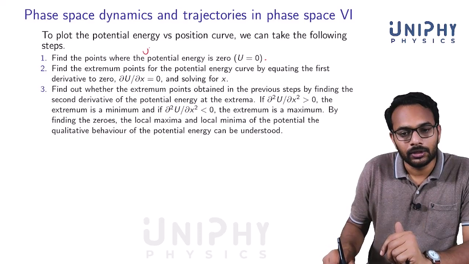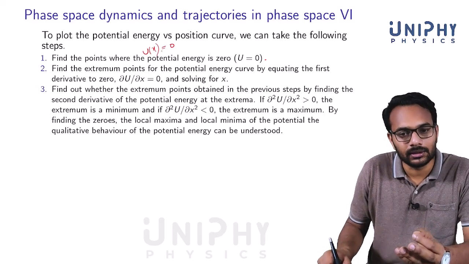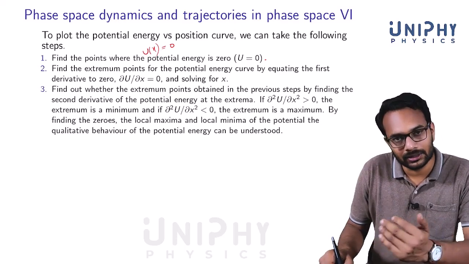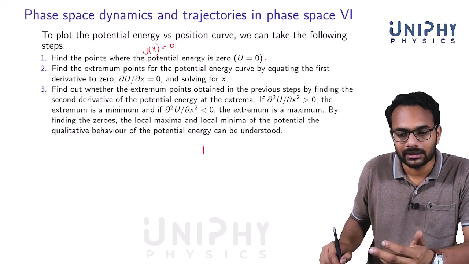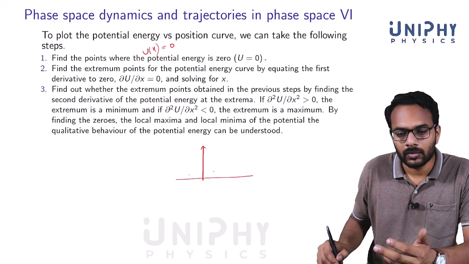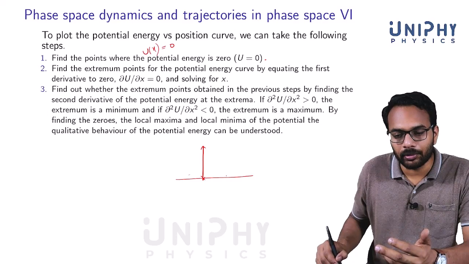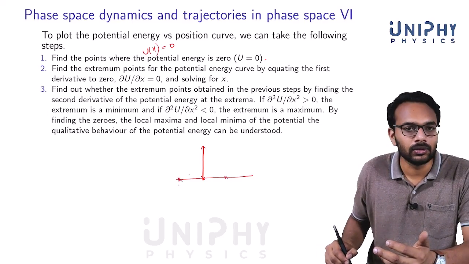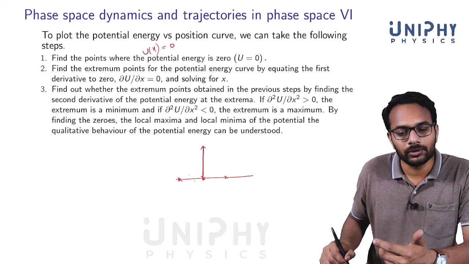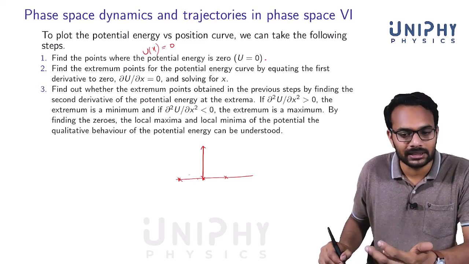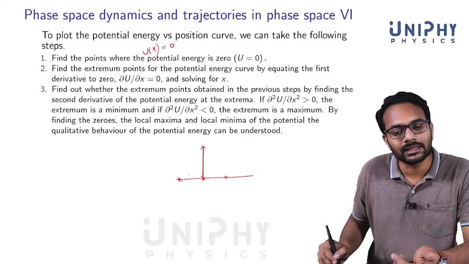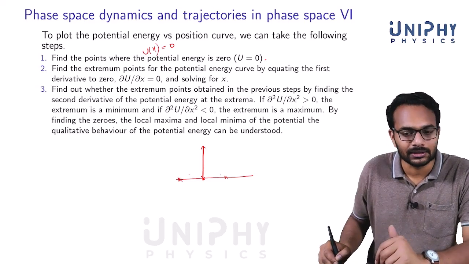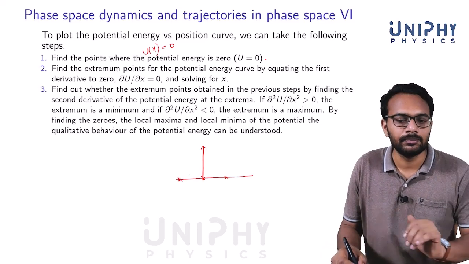You take U of x, set it equal to 0, and solve this. These are the points along the line where the potential energy is 0. So you will have this curve, and you will plot the points where the potential energy is actually 0. So you got 3 points now. That's not enough, obviously. Suppose there are 3 zeros, or 2 zeros. Let's say there are 3 zeros. We plot all these 3 zeros on the line, marking them just qualitatively.